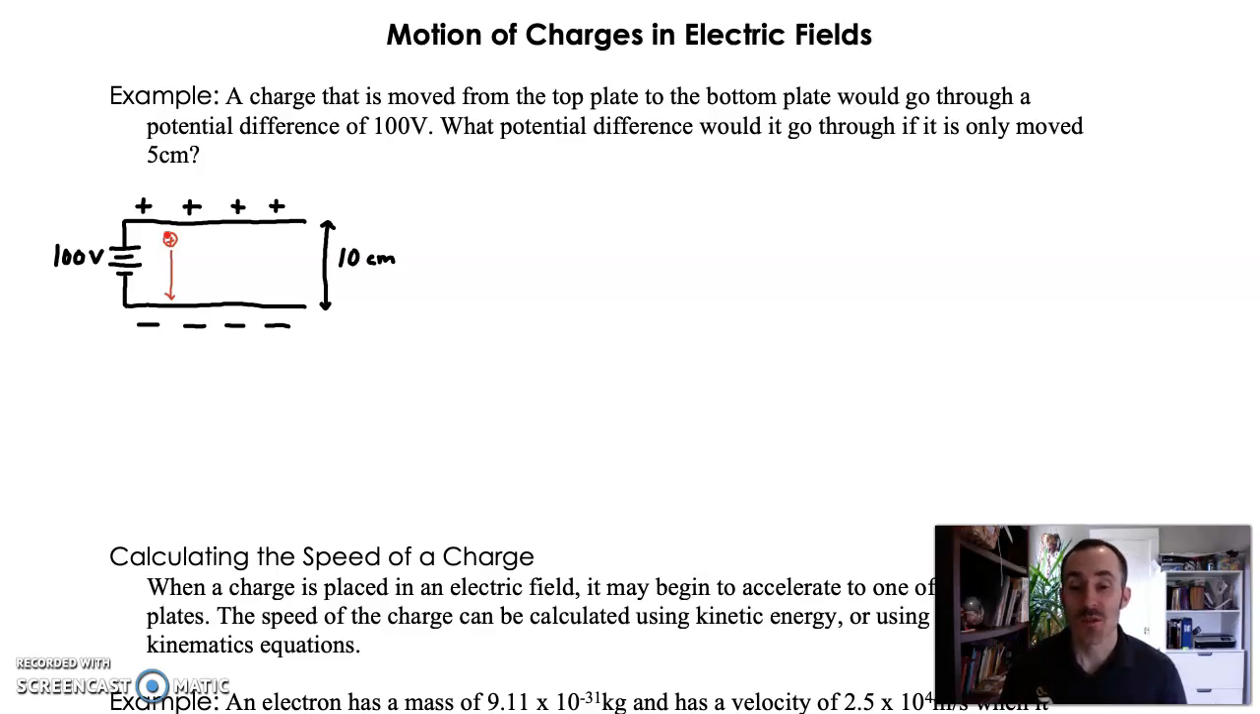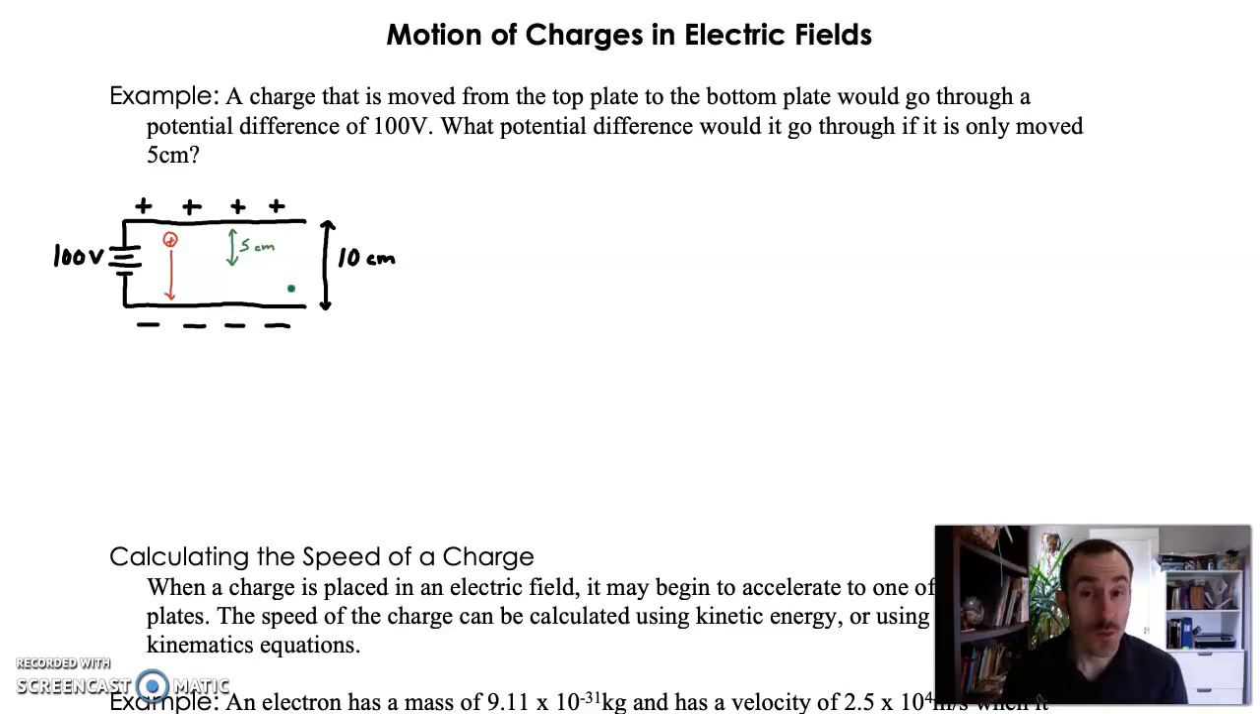A charge that is moved from the top plate to the bottom plate would go through a potential difference of 100 volts. That's what you see in the diagram. What potential difference would it go through if it is only moved 5 centimeters instead of the full 10? So you've got a full 10 centimeters this entire distance in the field, and we're asking, what is the voltage difference? What's the potential difference if it only moves 5 centimeters instead of 10 centimeters?